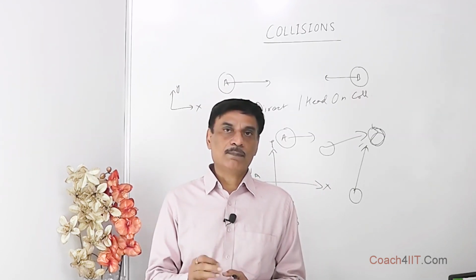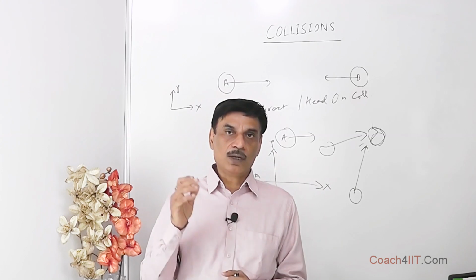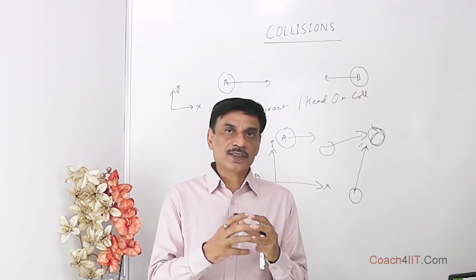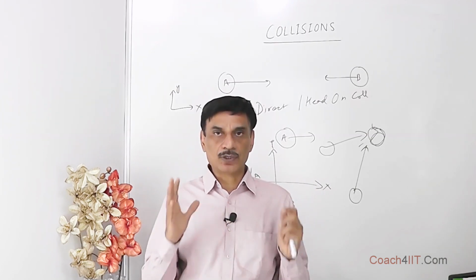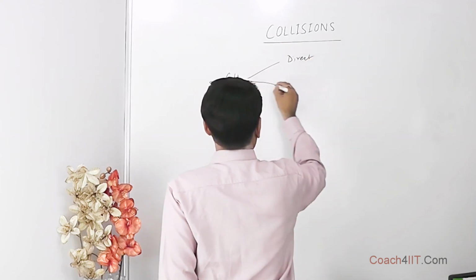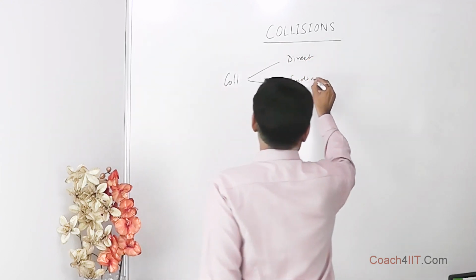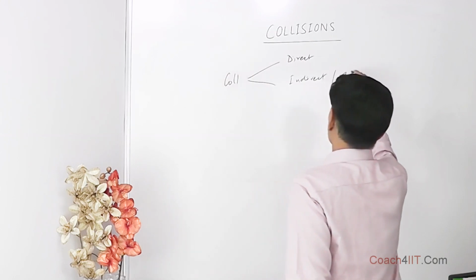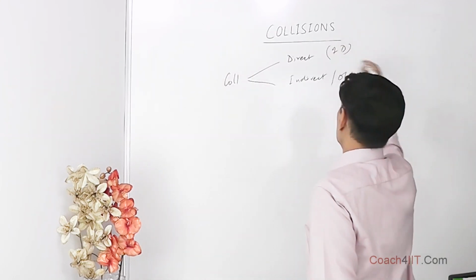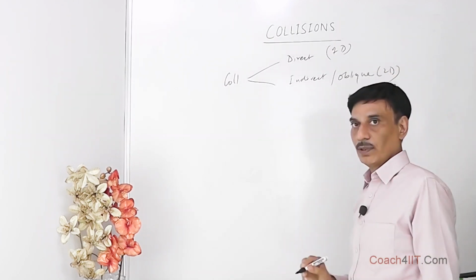So when we say perfectly inelastic collision or perfectly plastic collision, it means after the collision, the bodies will be moving together with a common velocity. So what we have is direct collisions, or what you call indirect, and this is also called oblique collisions. This is one dimension collisions and this is two dimension collisions we are talking about.